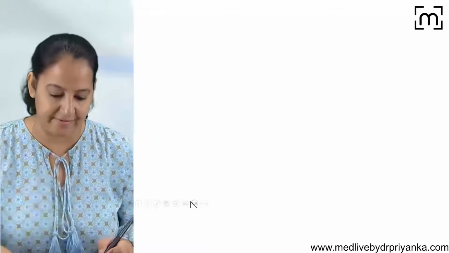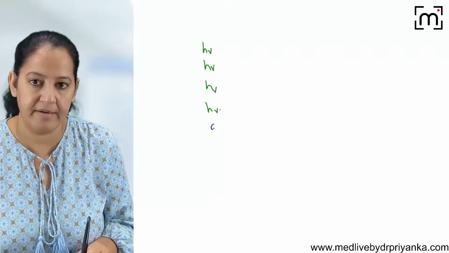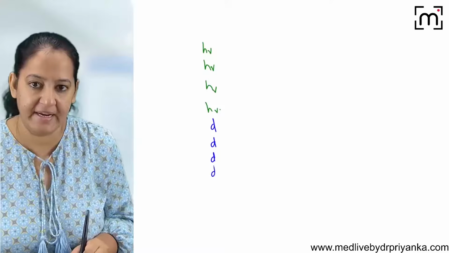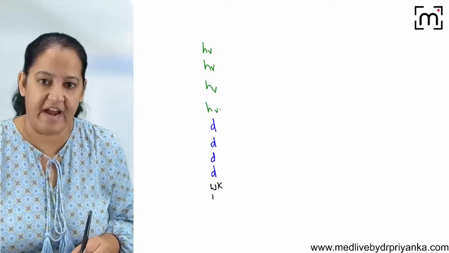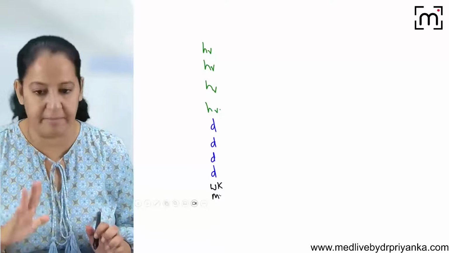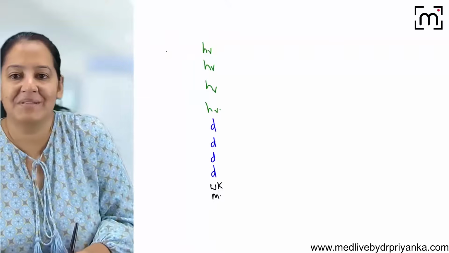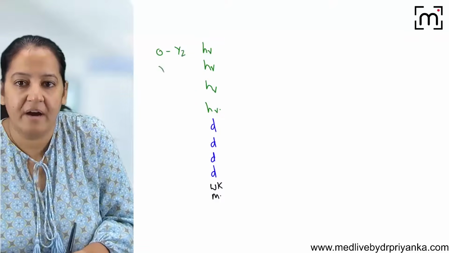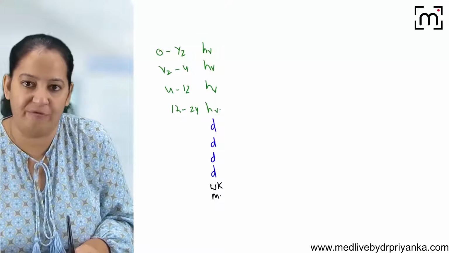So this is how I learned. R, day, and after that we have week and months. Total 10: 4 hour, 4 day, 1 week, 1 month. Now write the numbers. Numbers are important. Write down the numbers: 0 to half hour, half to 4 hour, 4 to 12, 12 to 24. You have to learn that.